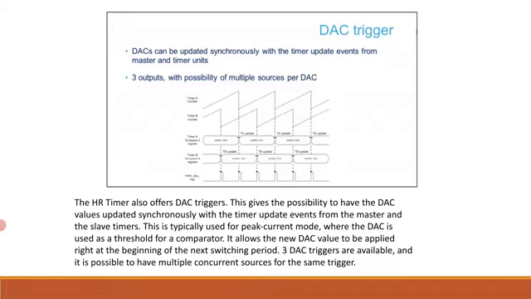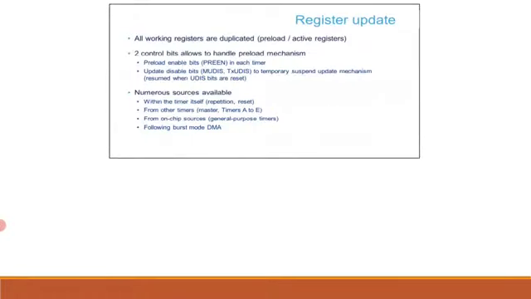Let's move on to the register update. HR timer. All HR timer working registers are duplicated with a shadow register. This applies to the period and compare registers and numerous other configuration registers. It allows glitch-free operation when updating multiple registers. The write accesses are done to the preload registers, which are transferred into the active registers when an update event occurs. Usually at the beginning of a PWM cycle, which we all face, right?